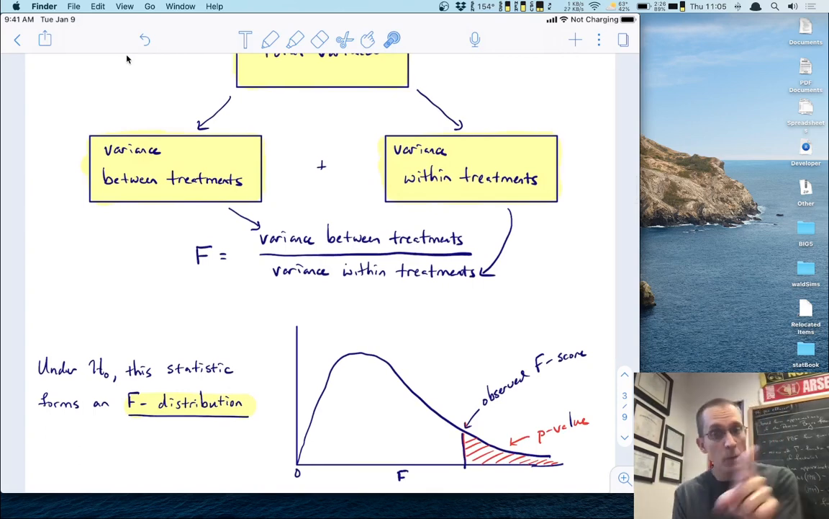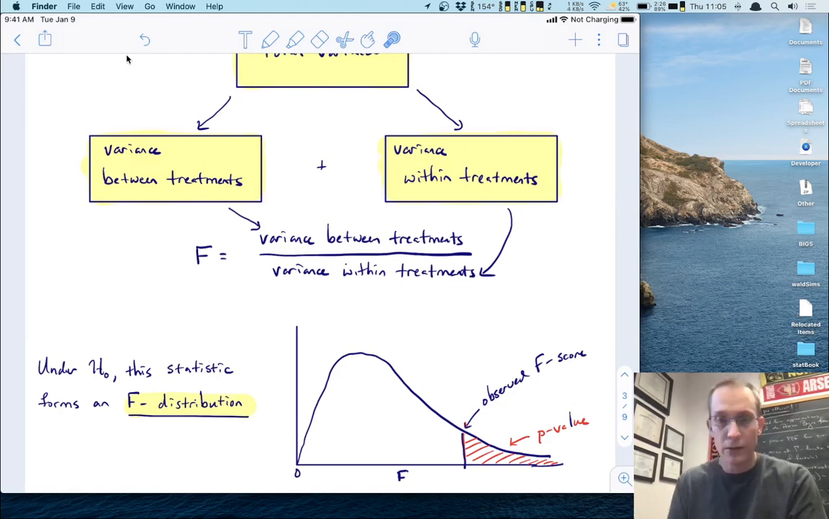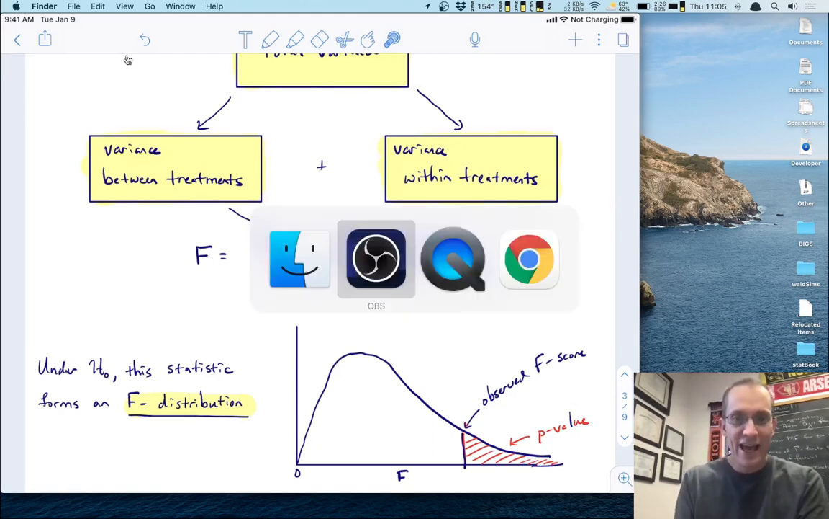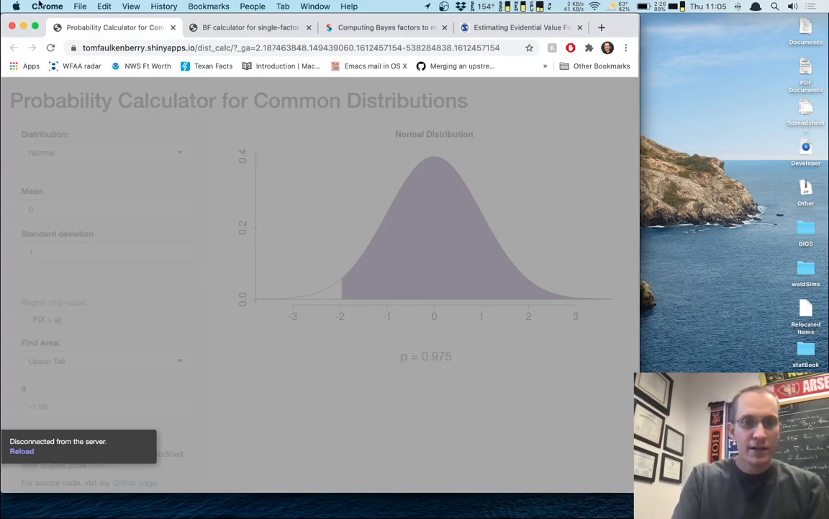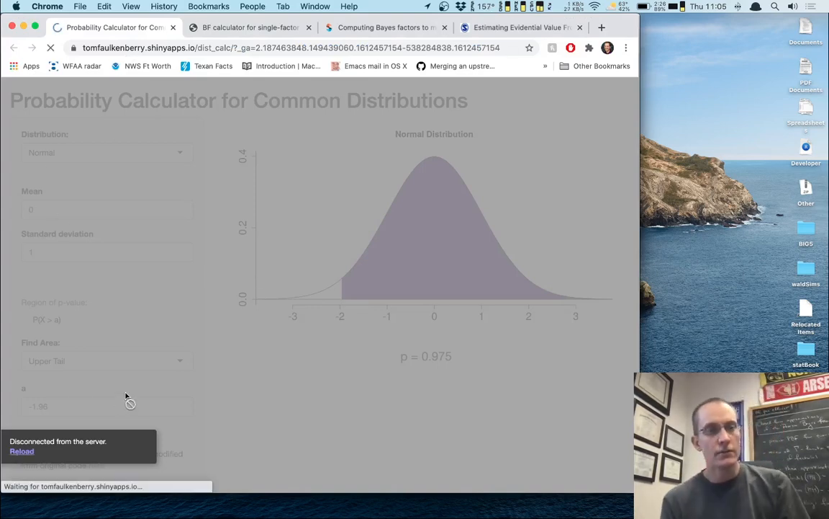Okay. Now, before we get into how to figure out what that F score is, I want to show you that we already have the tools available to calculate probabilities, particularly p-values, with the F distribution, and it's in the distribution calculator that we have used this semester. Let me reload this real quickly.